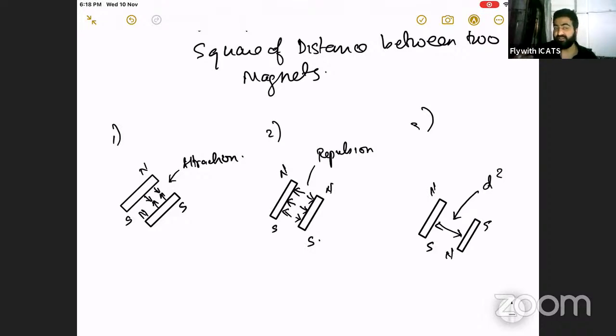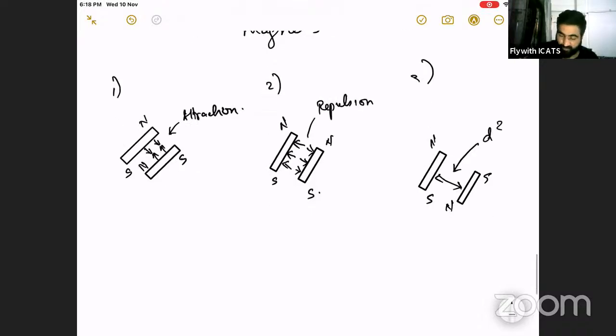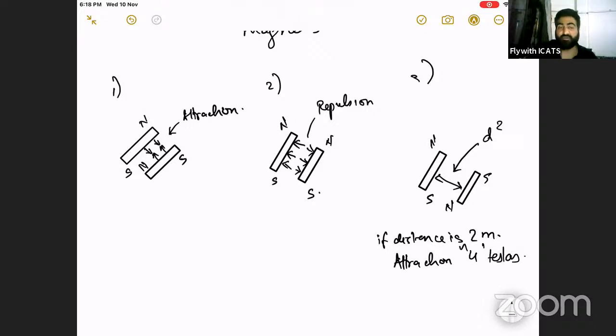And if the distance decreases by 2, then the strength of the force of attraction will also be more, that is 4. So if, let's say, distance is 2 meters, then attraction will be 4. The value of attraction, you can say 4 Teslas. Teslas is the unit to measure your magnetic force, or micro Teslas. Same, repulsion will also be the value 4, depending upon whether the distance is increasing or decreasing.